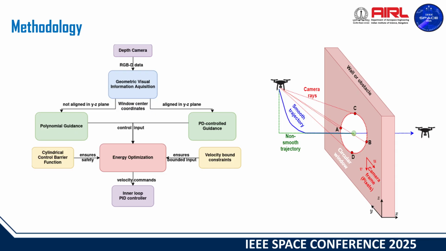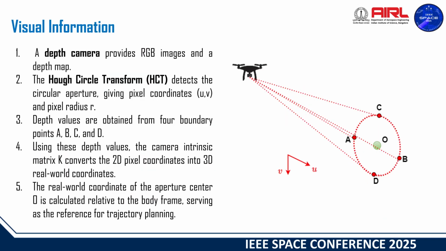The schematic on the slide illustrates the overall problem setup and the flow of information through the system. The depth camera provides both RGB and depth information. Using the Hough circle transform, the circular aperture is detected, giving its pixel coordinates and radius.